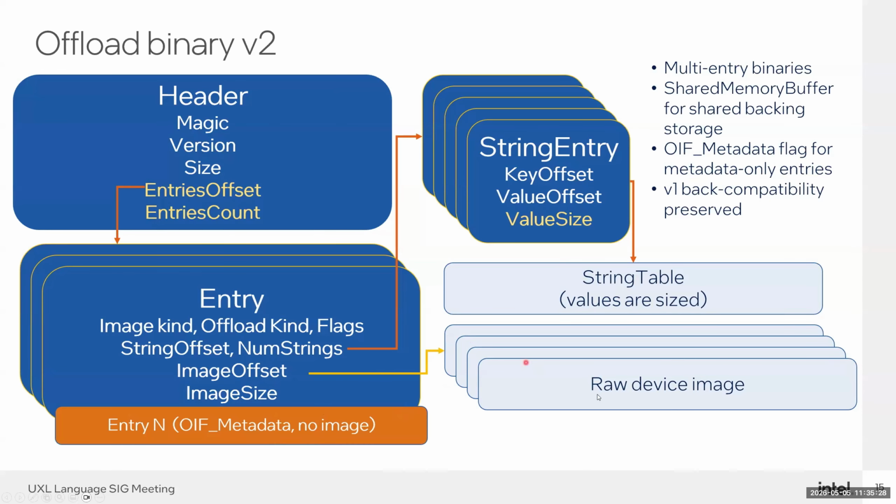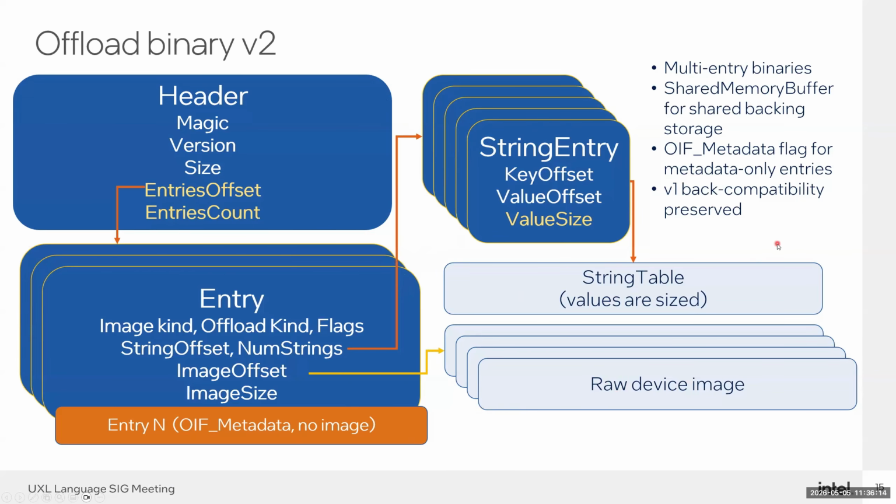And now the device image blob can contain multiple raw device images. Also, if an offload binary contains multiple images, as an implementation detail, it uses a shared memory buffer to share backend storage, so that we are not duplicating backend storage for each offload binary or for each image read from this format.